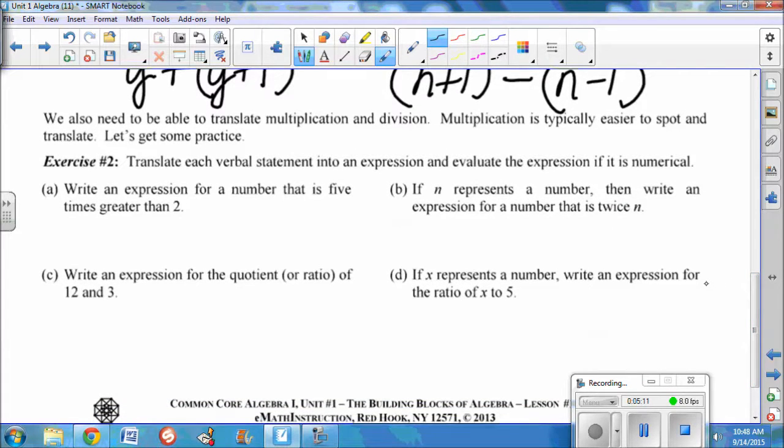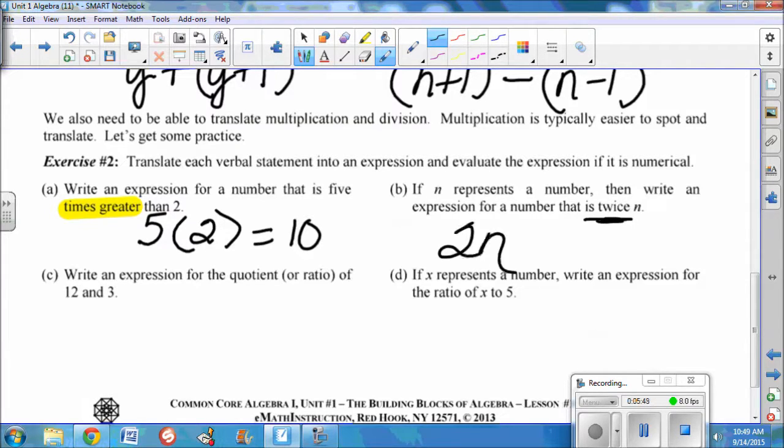Exercise 2 is the same idea, but I think we're going to change some things up a little bit here. It says, write an expression for a number that is 5 times greater than 2. So instead of just adding and subtracting, we're going to throw some multiplication and division into the mix. So 5 times greater than a number, which would be 10. If n represents a number, then write an expression for a number that is twice n. Twice, you know to be 2 times n.